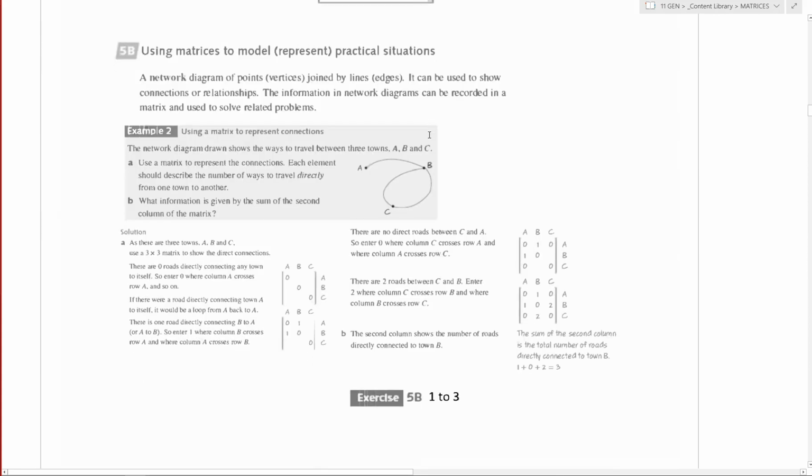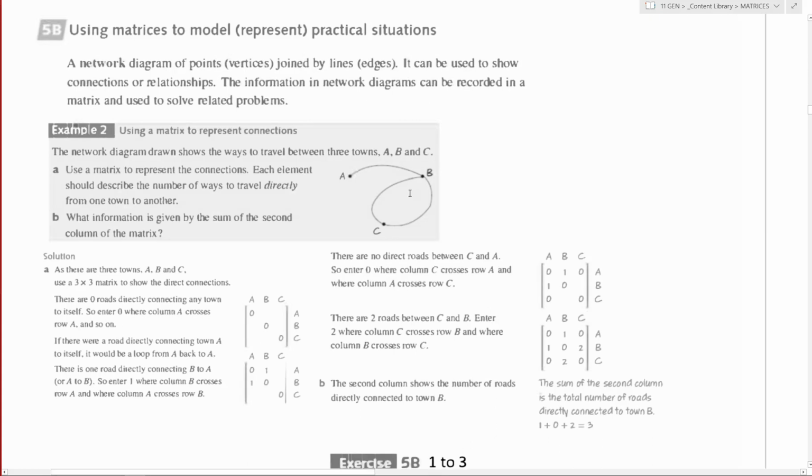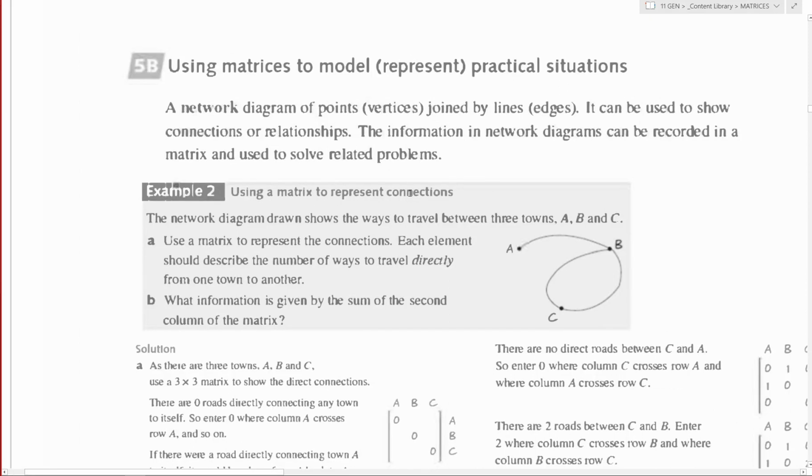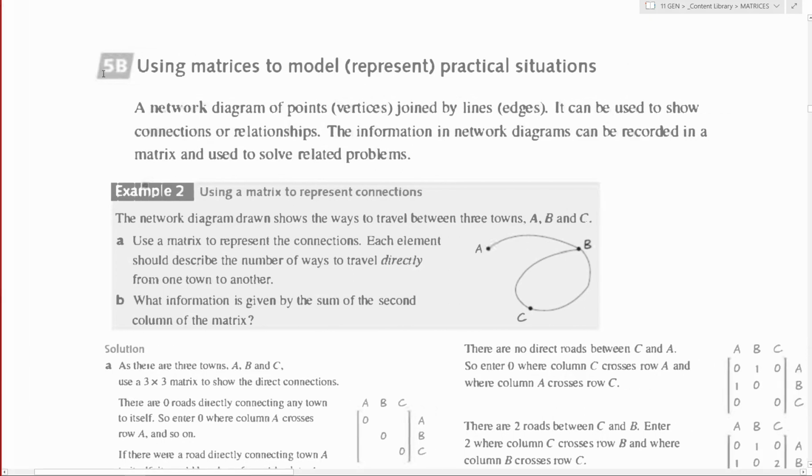We are going to start on 5b, and this is something very familiar to all of you, because from our previous unit, networks, I did mention that networks and matrices are closely tied with one another. In this lesson 5b, we're going to use matrices to model and represent practical situations, and in this case, the situation is going to be networks. So, using matrices to model a network.